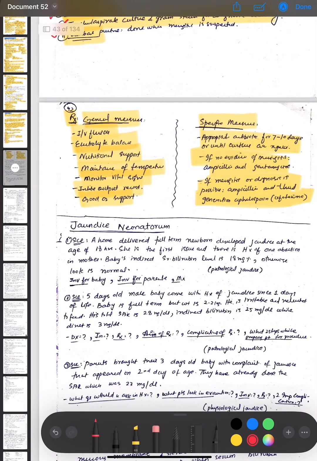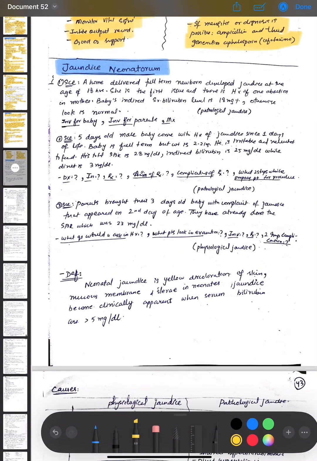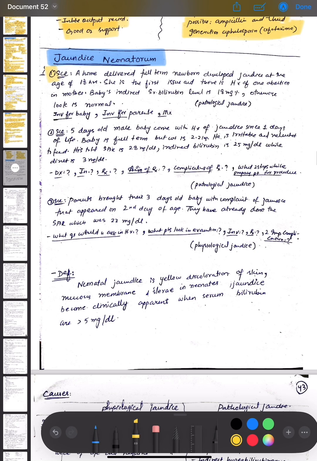Now coming to the next topic, that is jaundice neonatorum. Okay, we have a scenario that there is a home delivered full term newborn who developed jaundice at the age of 18 hours. She is the first issue and there is a history of one abortion in the mother. Baby's indirect serum bilirubin level is 18 mg, otherwise looks normal.